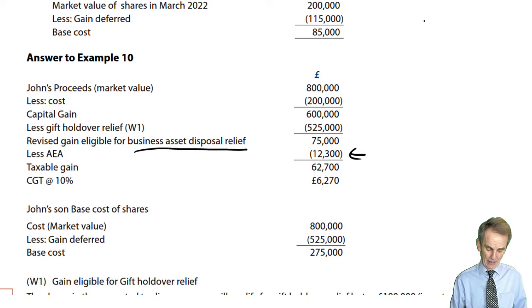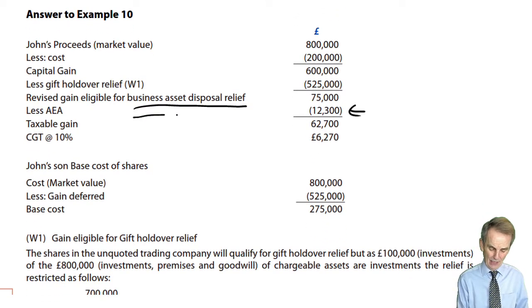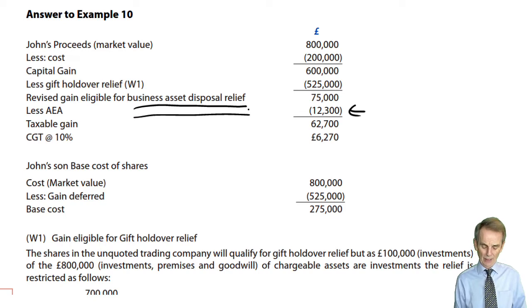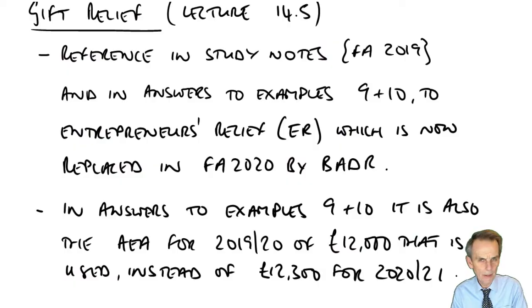And the same will happen in example 10, a reference to business asset disposal relief. The lecture will show it, and I will say it as entrepreneur's relief. And there we'll also see an AEA, not of the current level of 12,300, which you will use, but of £12,000. Other than that, as I say, there are no changes whatsoever in the rules. So, over to me then for the Finance Act 2019 lecture on gift relief, or as we'll now know it, gift holdover relief.